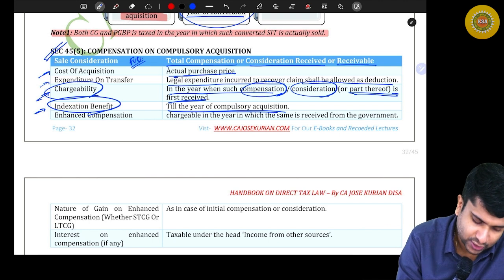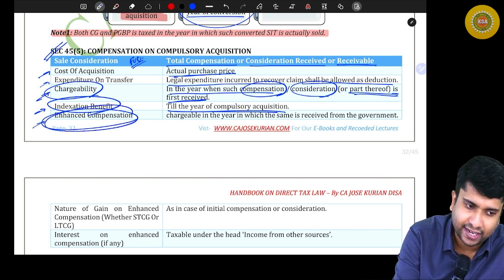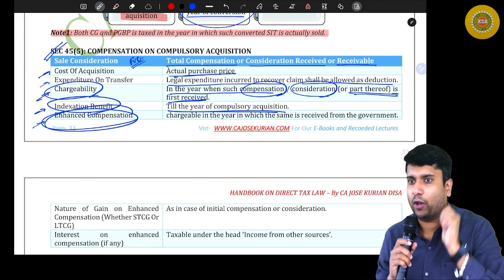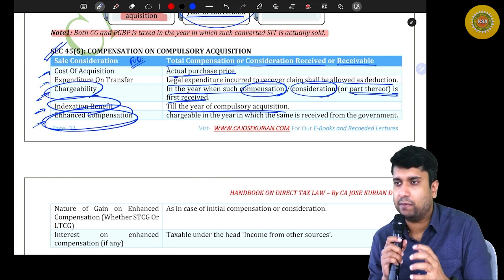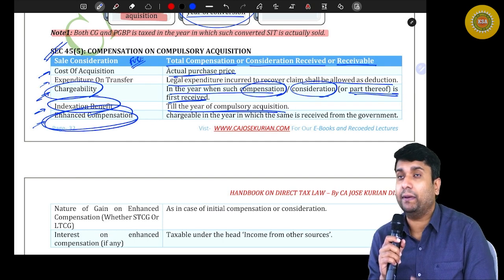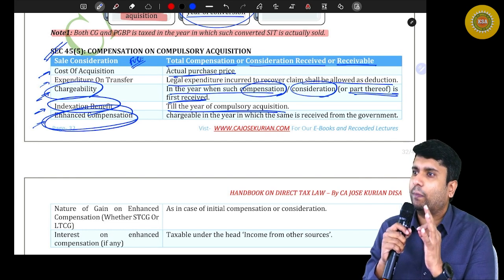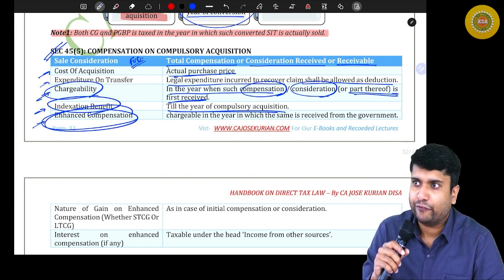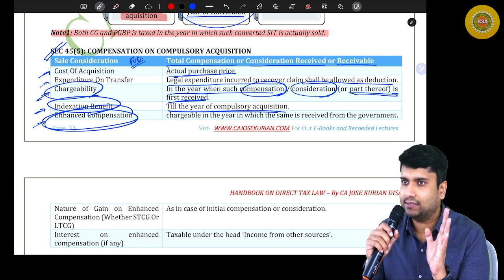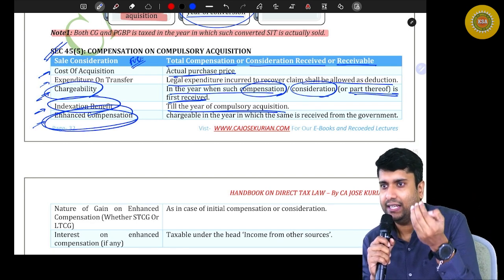Moving on to the next one, there is a thing called enhanced compensation. What do you mean by enhanced compensation? Say I had a property, and the government compulsorily took over my property. They paid me 1 crore rupees as compensation. I filed a case stating that 1 crore rupees compensation is very less.